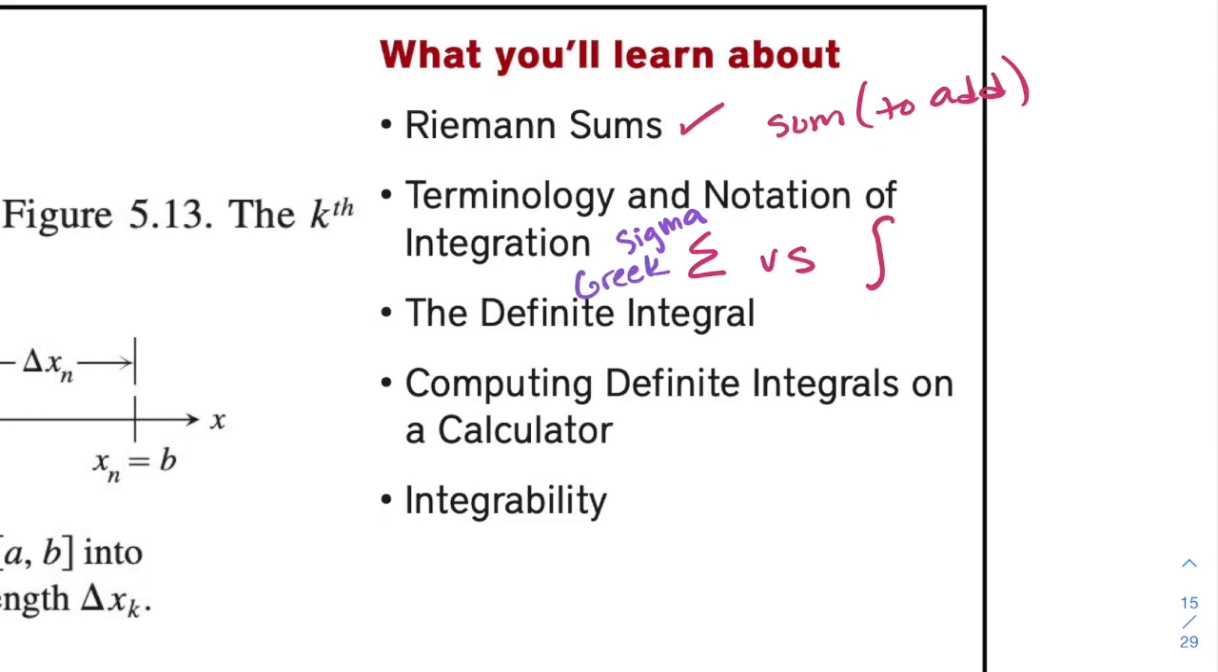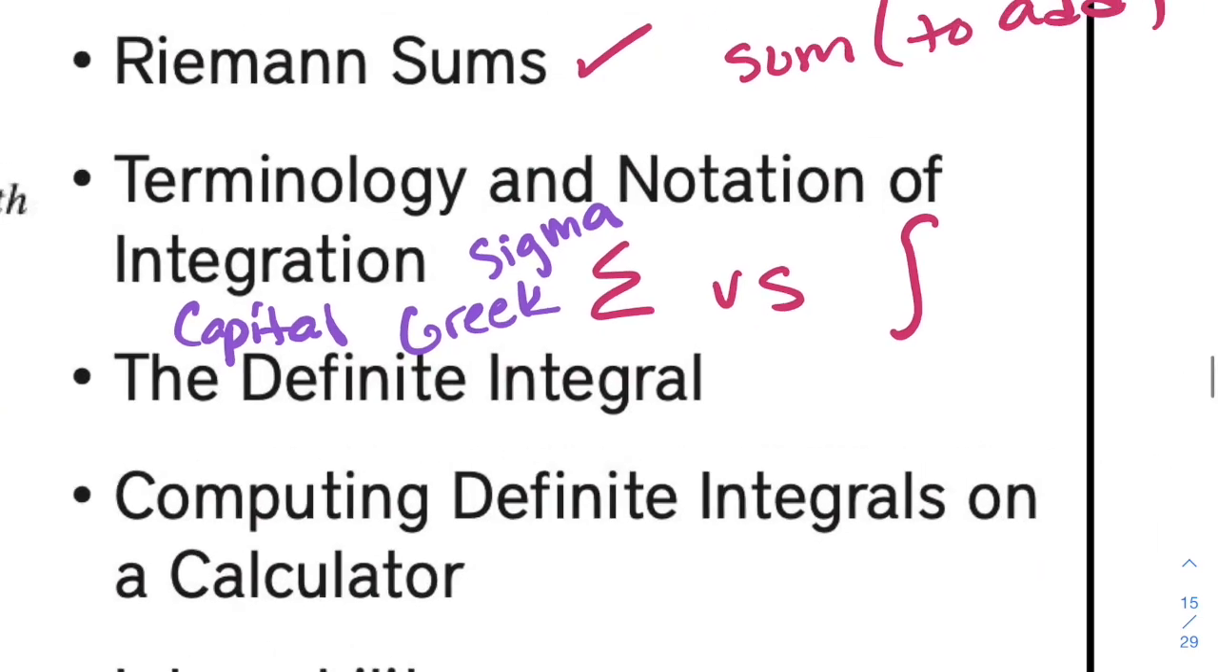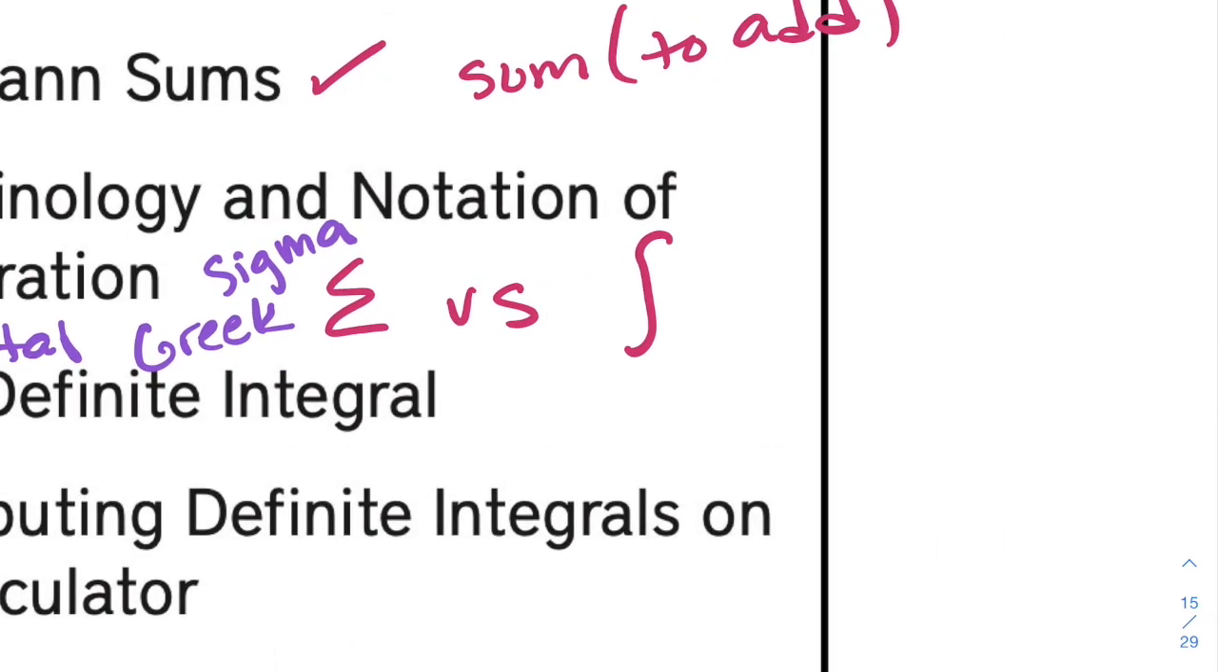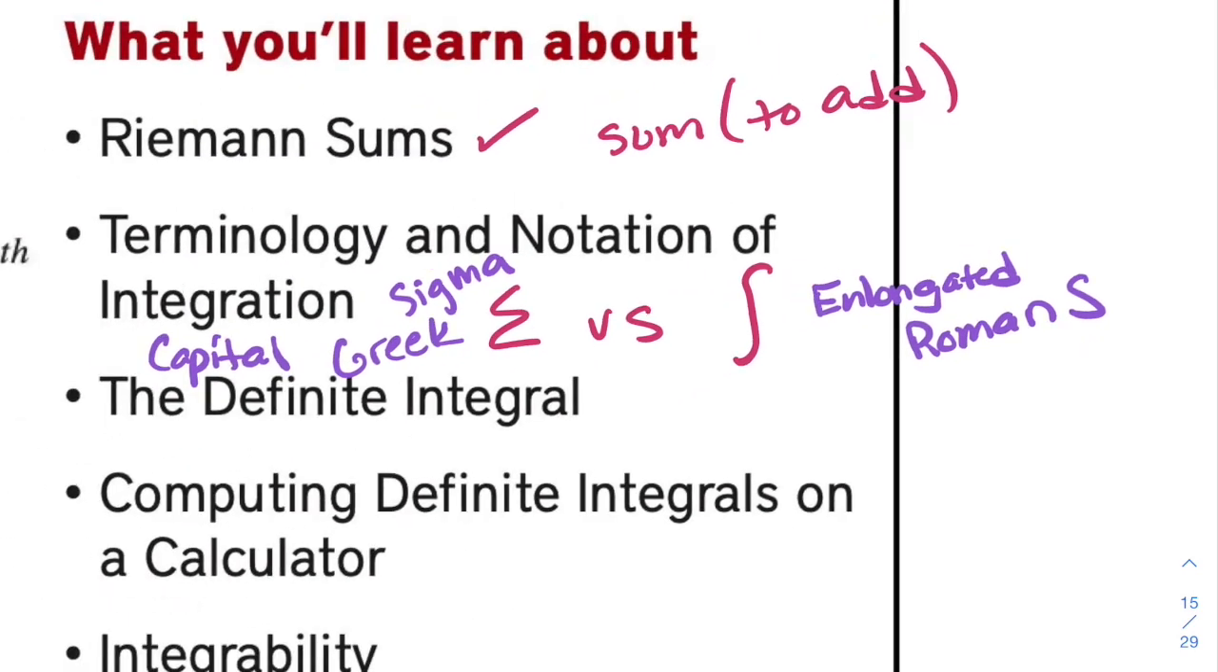It's a capital sigma. Lowercase sigma looks like this. So capital Greek sigma, let me just write it here, versus this is an elongated, I hope I don't spell this wrong, elongated Roman S. I will come back and correct that if I spell elongated incorrectly.